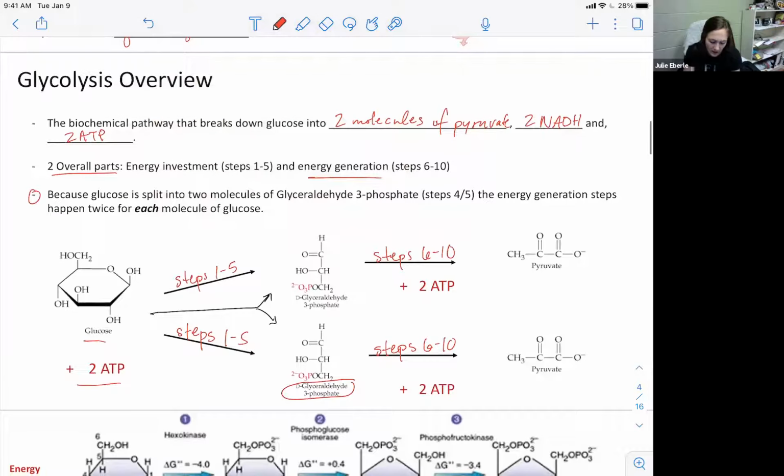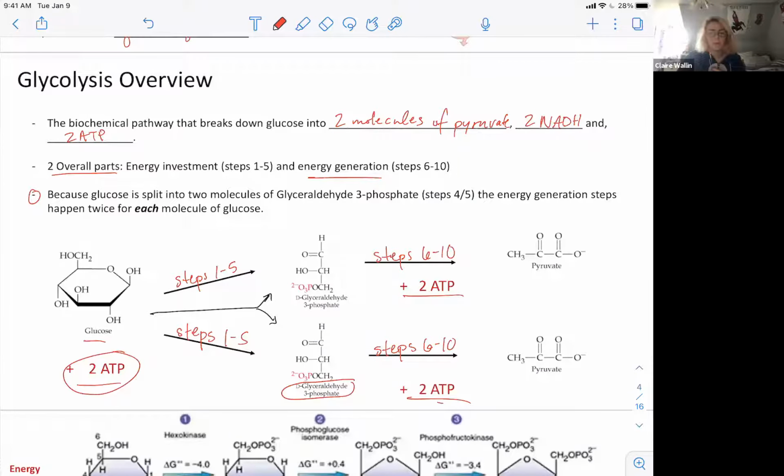And each time you run steps 6 through 10, you get 2 ATP. So can you see how we yield a net overall of 2 ATP? We have to put in 2 ATP here, but then twice we get 2 back. So it's like we get 4 on the product side, and we've invested 2, so that's an overall net gain or production of 2 ATP. Questions on that? Is that confusing to anybody?